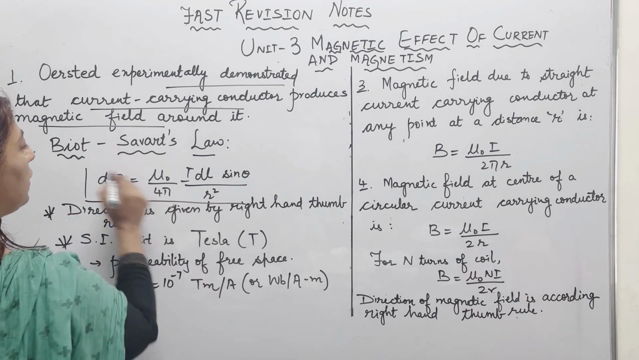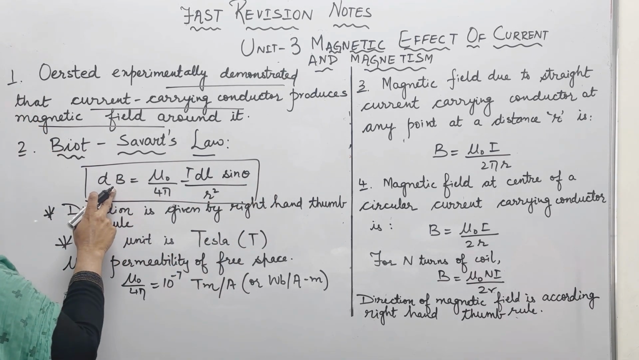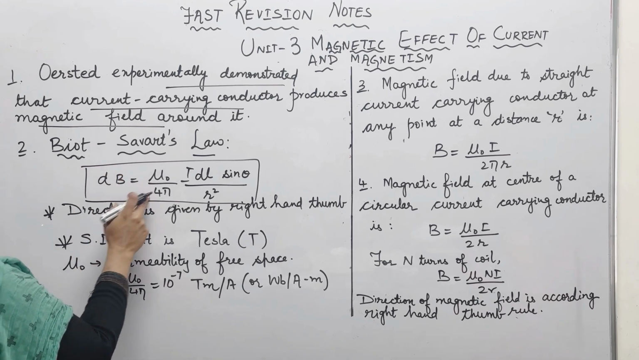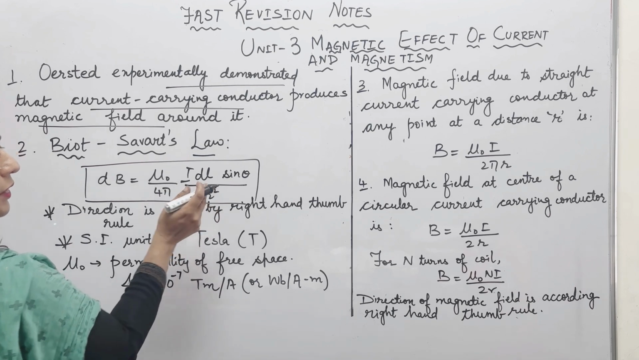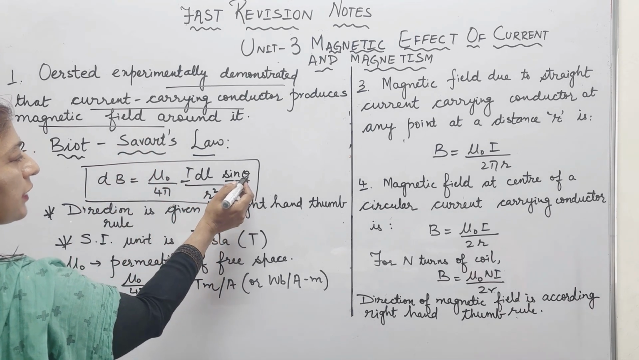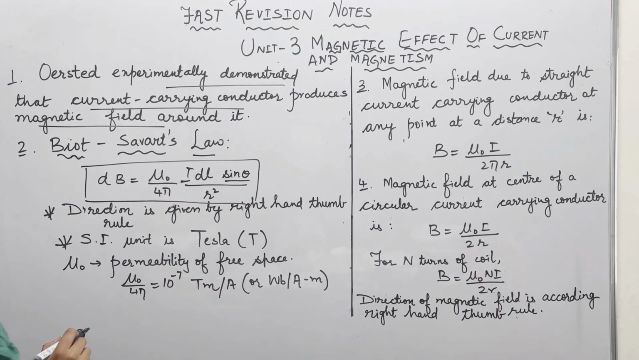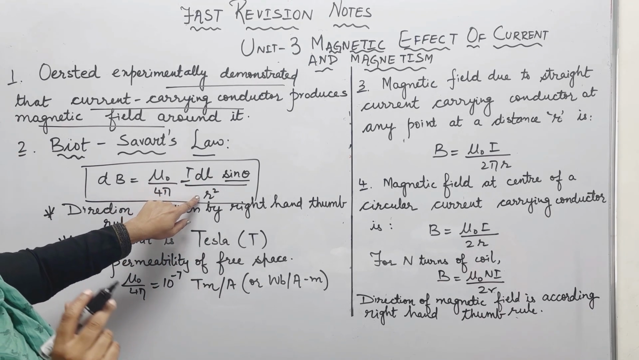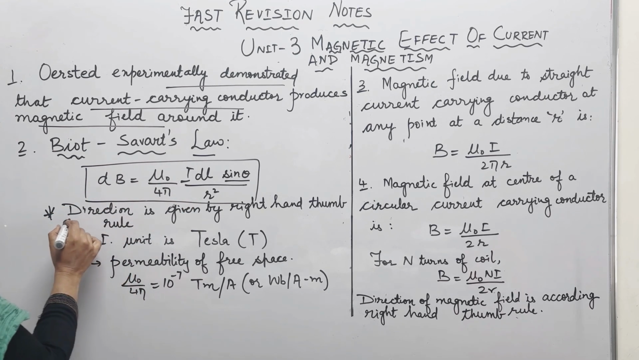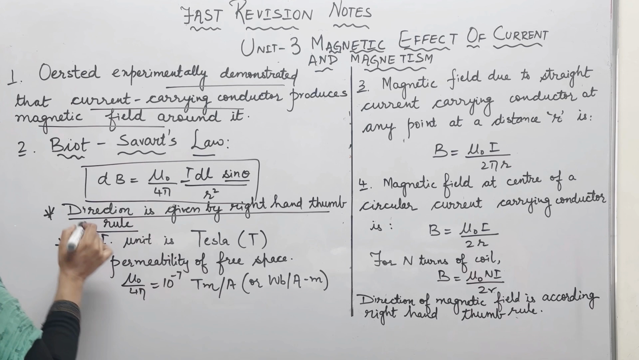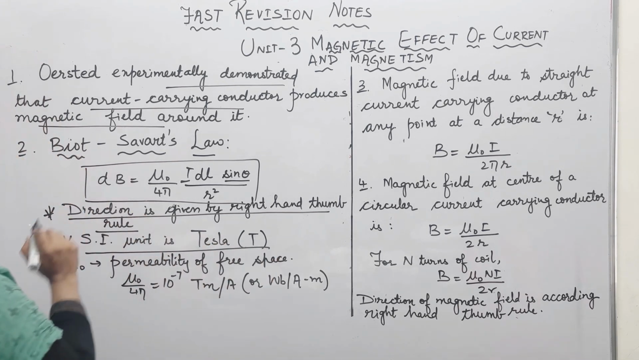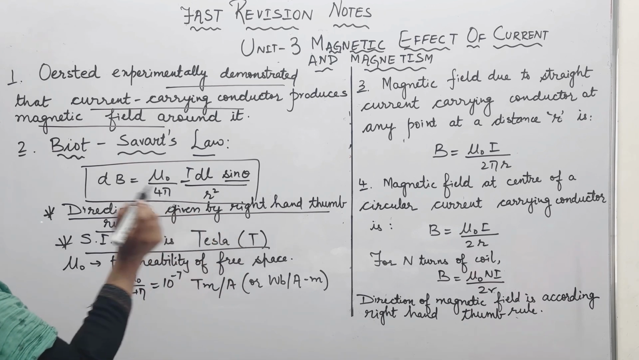The small magnetic field for a current carrying coil is equal to mu naught upon 4 pi, the current I, dl is the small portion of the wire through which current is flowing, and sine theta, where theta is the angle between the current and this length, divided by r square. r square is the distance at which this magnetic field is being studied from the wire. The direction is given by the right hand thumb rule. It is a vector quantity since direction is there. The SI unit of magnetic field is Tesla, denoted by capital T.